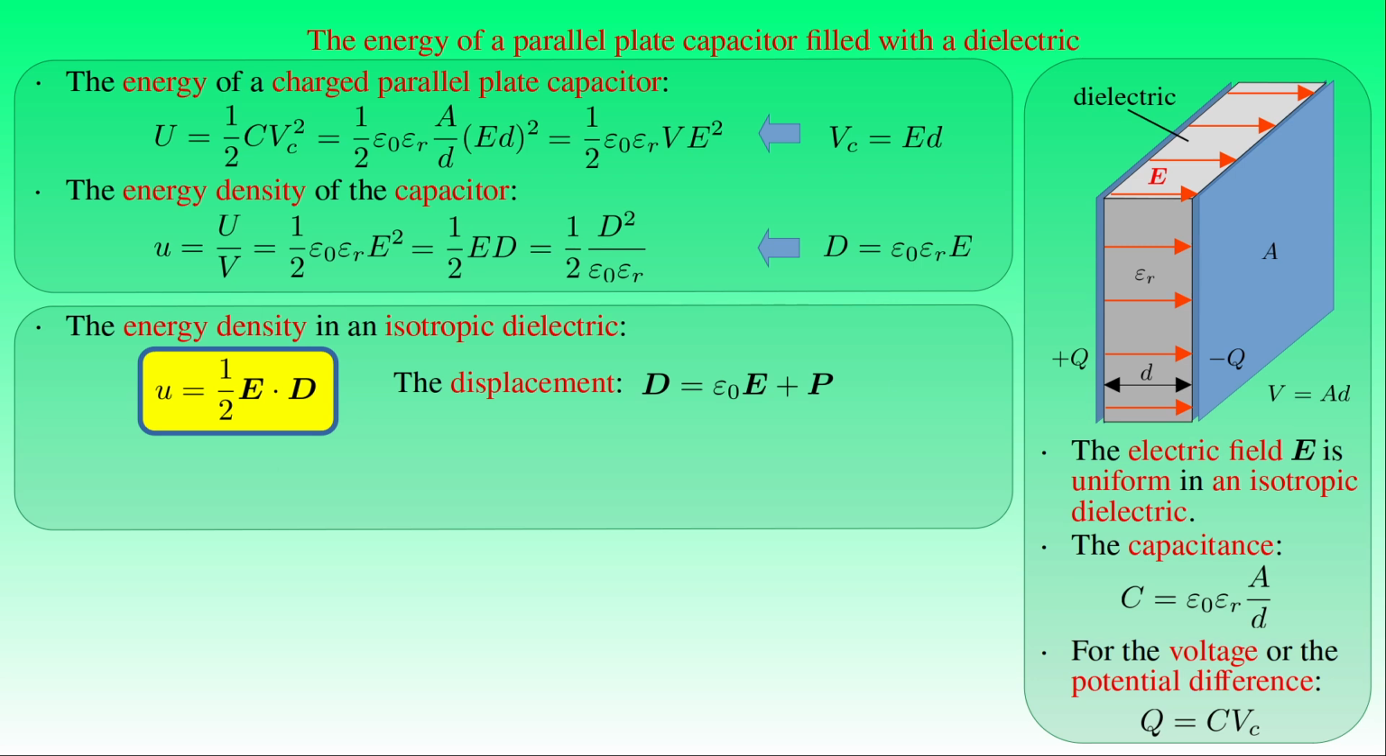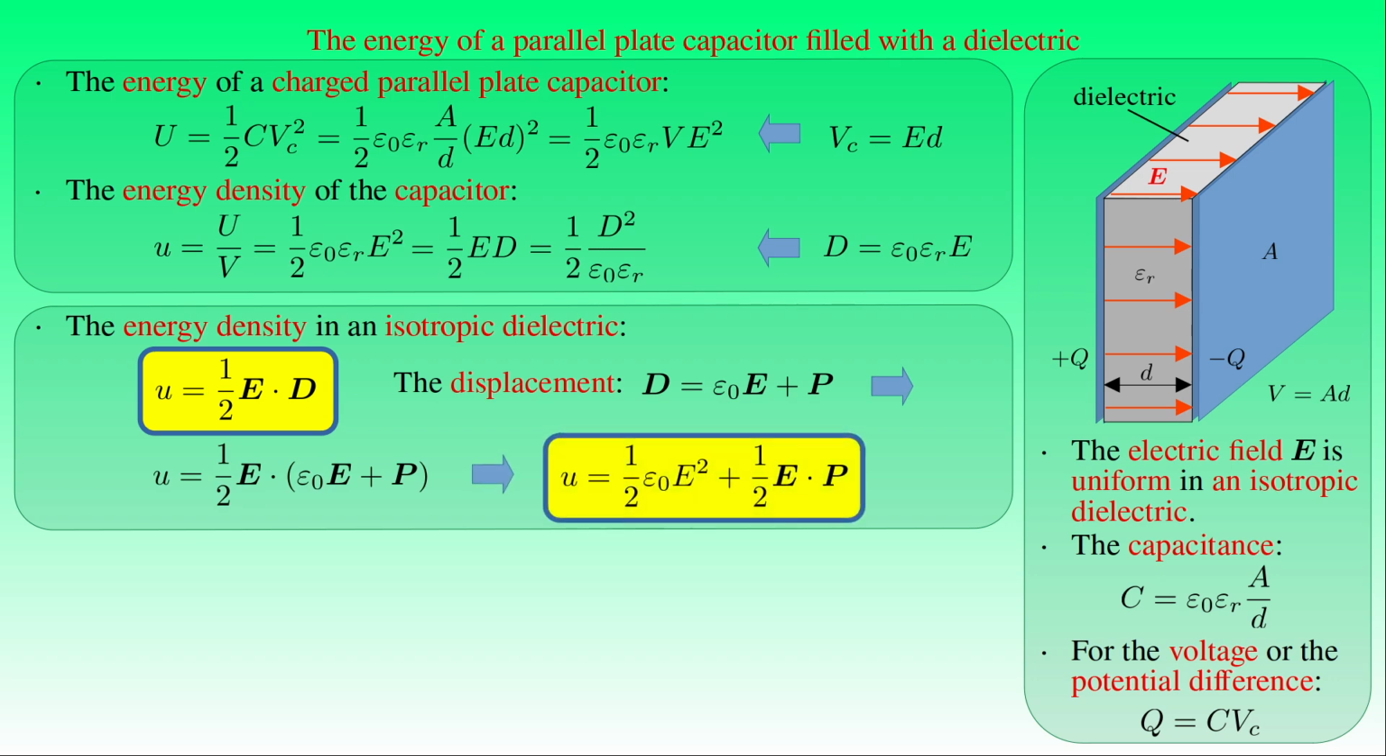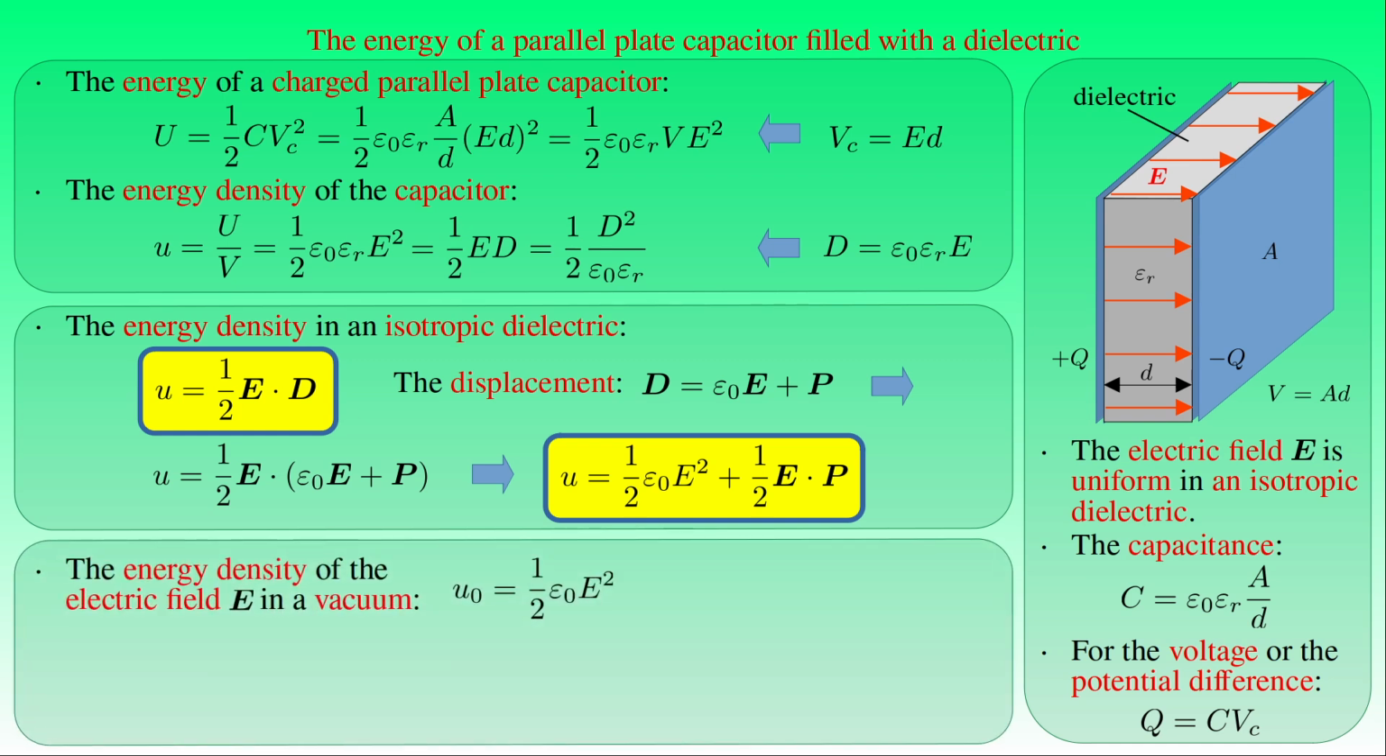If we insert this definition into the dot product in the energy density U, then we can express the latter as 1/2 times the vacuum permittivity epsilon naught times the square of the magnitude of the electric field strength E, plus 1/2 times the dot product of the electric field strength E and the polarization P. Here we see that the energy density of a charged capacitor has contribution from two terms which we interpret as follows. In the term 1/2 times epsilon naught times E squared we recognize the energy density U naught of the electric field E in a vacuum.